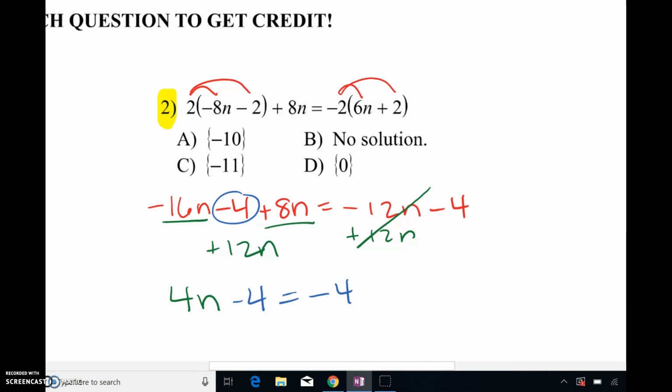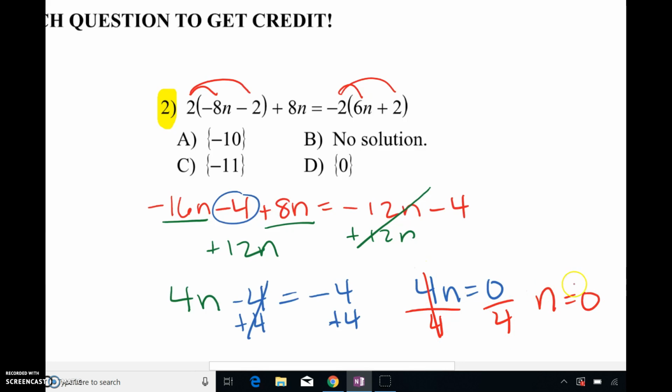Now, to move my constant over, I'm going to add 4. I'm going to do the inverse. And I get 4n equals 0. So if I divide by 4, I get n equals 0.